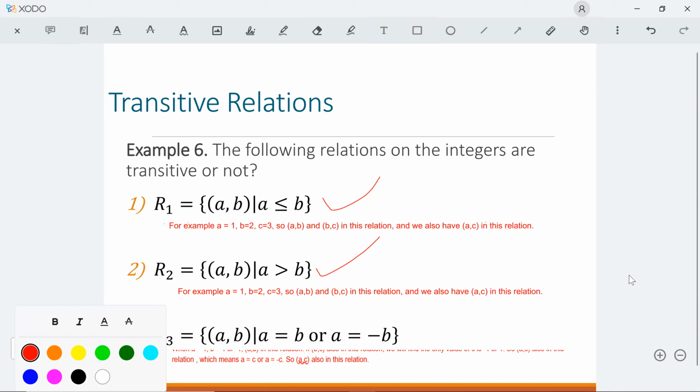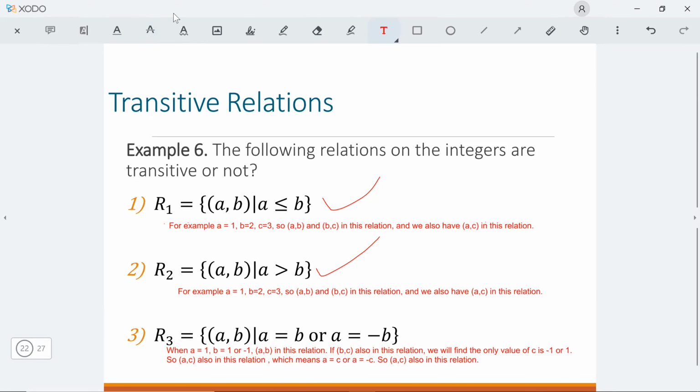So that means this relation is also a transitive relation. Okay, so this is also correct. Okay, so far so good.